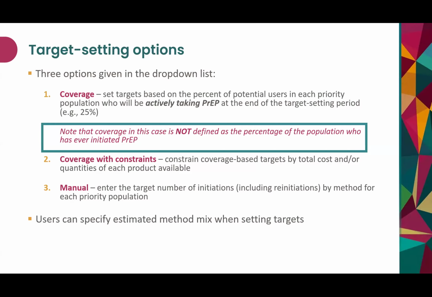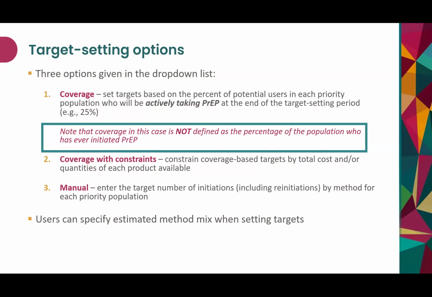When setting targets, there are 3 options. There's setting by coverage, basically who will be actively taking PrEP at the end of the target setting period. So this is a little different than when people set targets based on the percent of the population who've ever initiated PrEP. That's calculated in the tool, but when we're setting by coverage, we want to factor in that people are not continually taking PrEP. Some people are just stopping PrEP or pausing, and so it factors that in. And so coverage is really about what percent of the priority population are taking PrEP at that point in time.